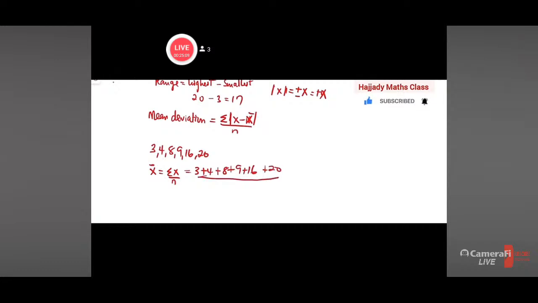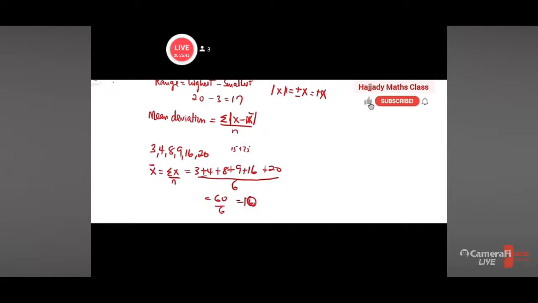We have 6 altogether. So calculating the mean of this, we have our mean, which is the same thing as x bar, equals 3 plus 4, 7, plus this, we have 15, plus 25, which is 40, plus this, which is 60 over 6. So our x bar is 10 in that regard.